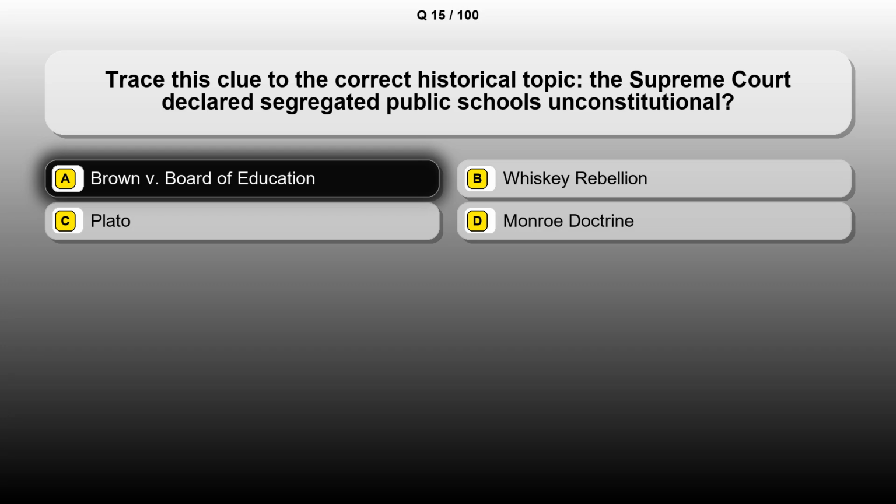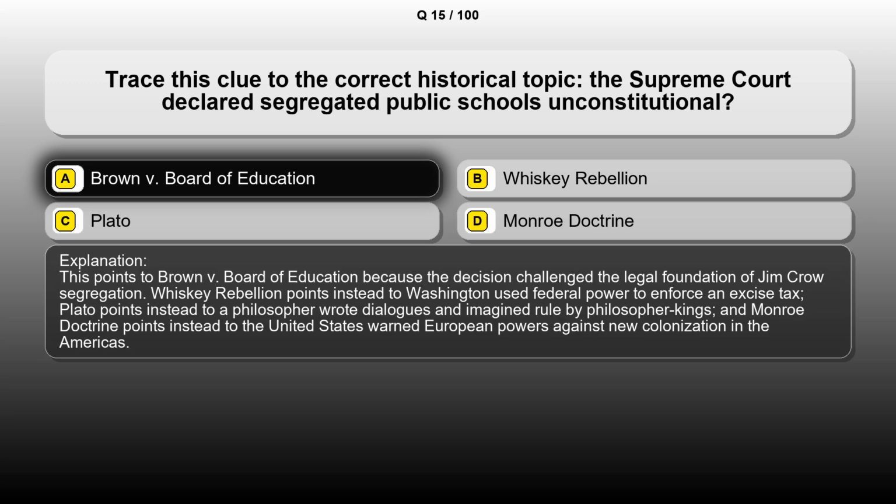The correct answer is option A, Brown v. Board of Education. This points to Brown v. Board of Education because the decision challenged the legal foundation of Jim Crow segregation. Whiskey Rebellion points instead to Washington used federal power to enforce an excise tax. Plato points instead to a philosopher wrote dialogues and imagined rule by philosopher kings. And Monroe Doctrine points instead to the United States warned European powers against new colonization in the Americas.